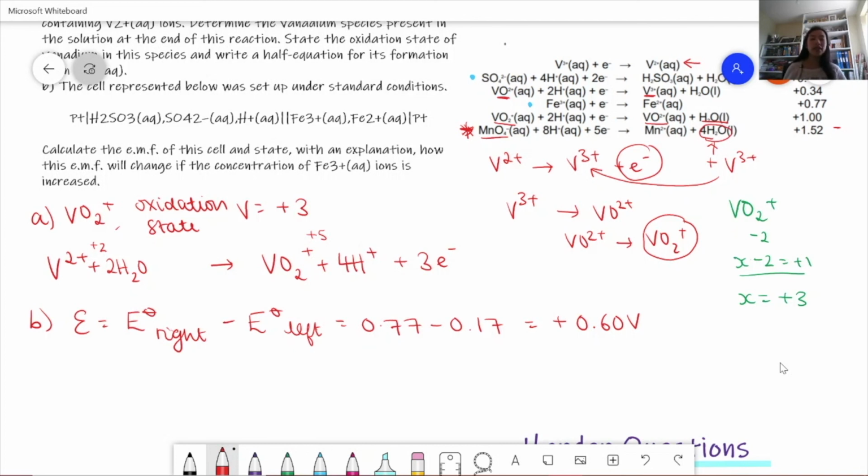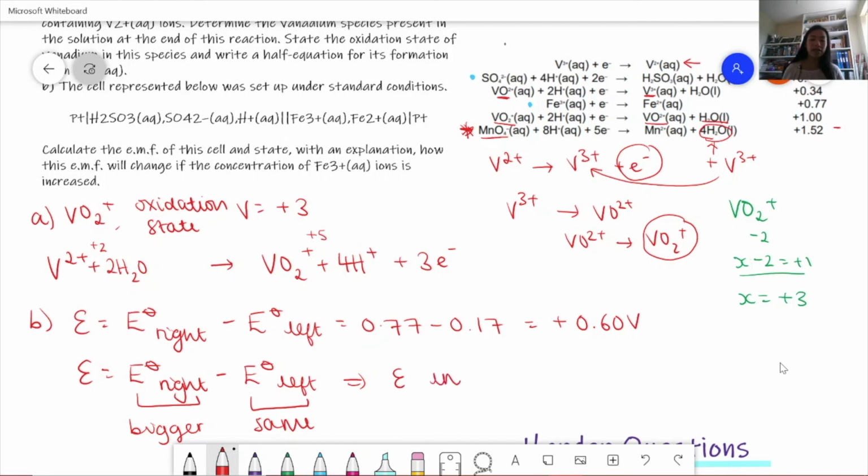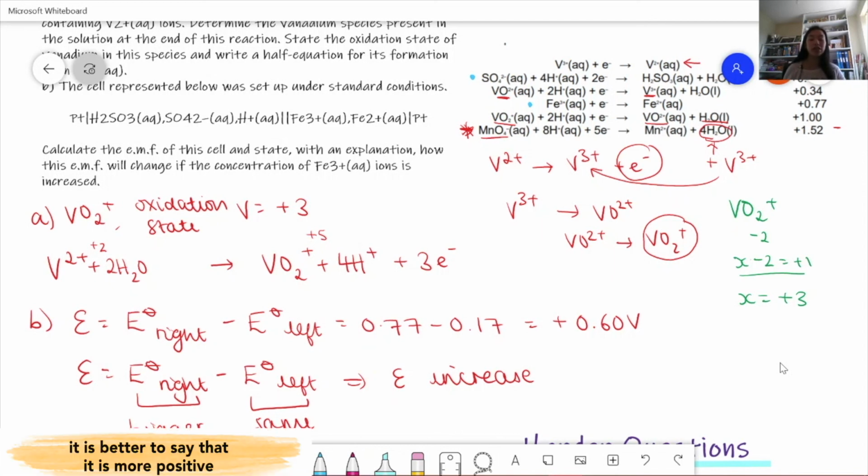And so what that does is that if we look at this equation here, so we have EMF is the standard electrode potential of the right minus the standard electrode potential of the left. If this is now bigger and this has remained the same, then that means that the overall EMF of the cell will increase, because there are more of the Fe3+ ions to accept loads and loads of electrons, so its standard electrode potential is bigger.